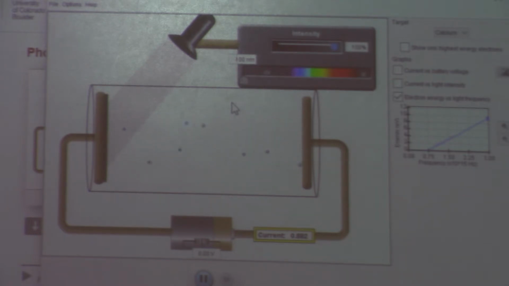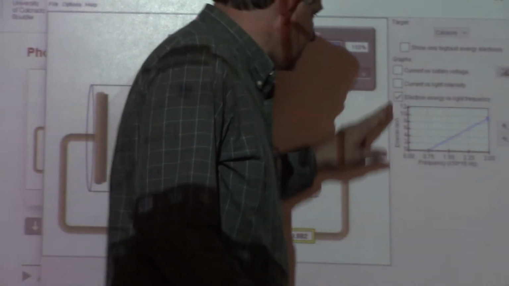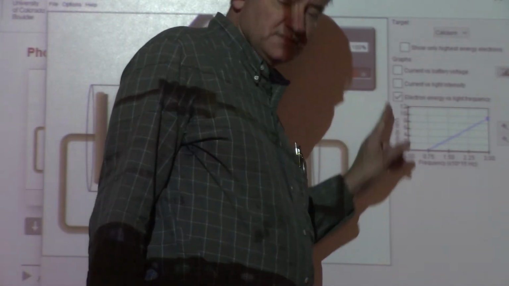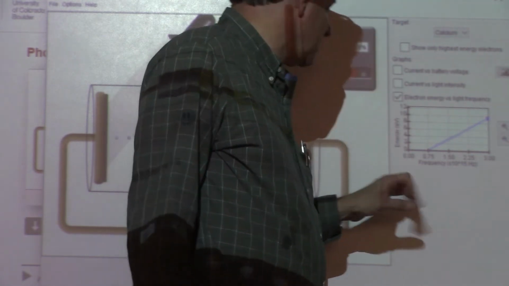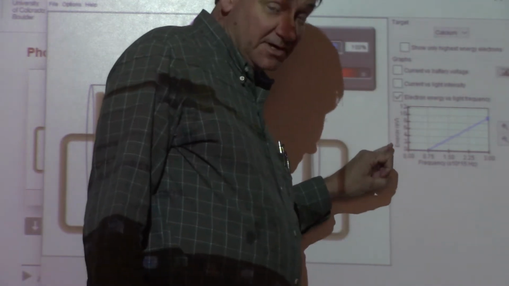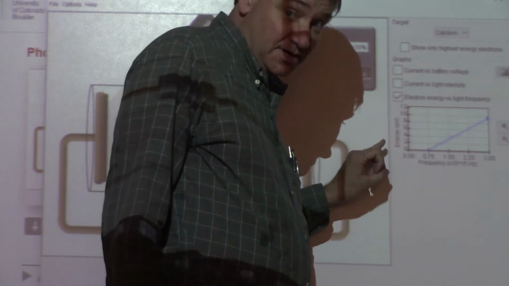So when you get to 30, it's like what that horizontal line is at the beginning. Keep in mind what you're graphing. This is the energy of the electrons, and this is going to be important. This is not the energy of the photons. This is the energy of the ejected electrons. This is the electron energy. Listen to me. This is the electron energy.